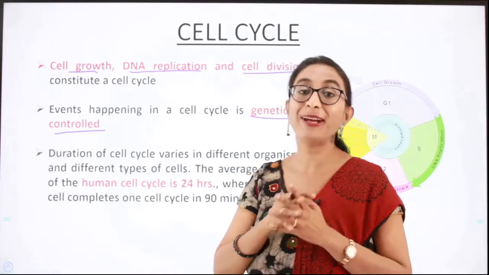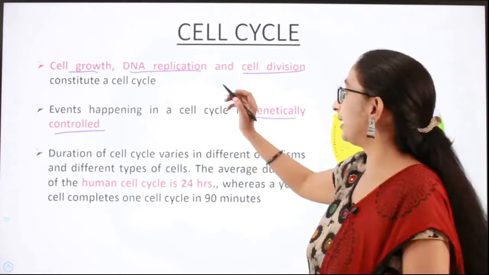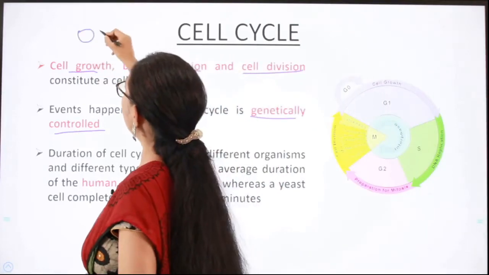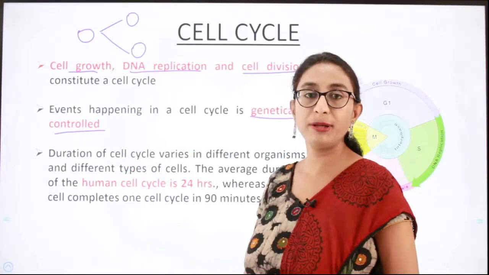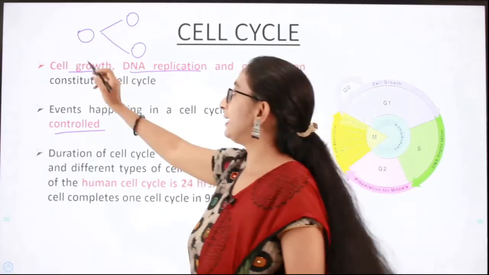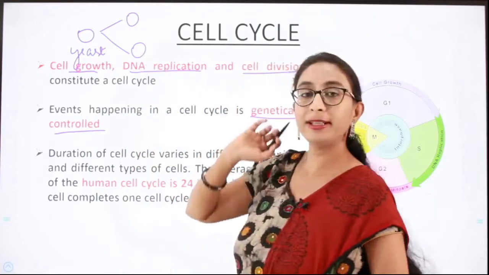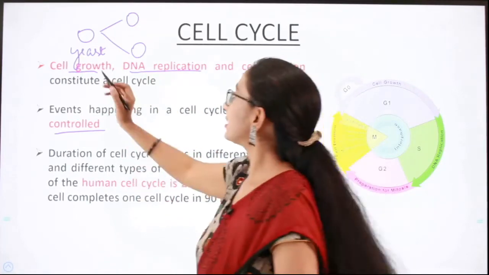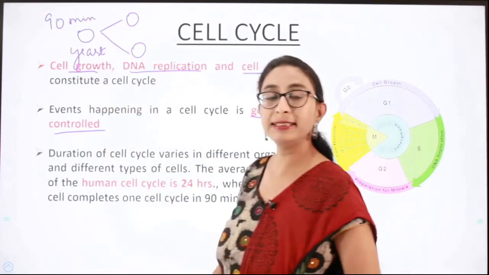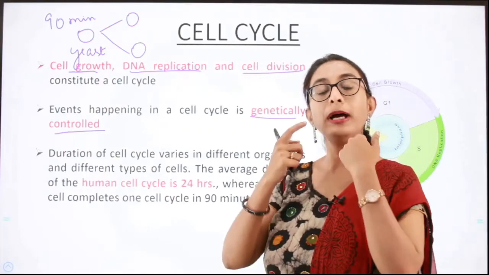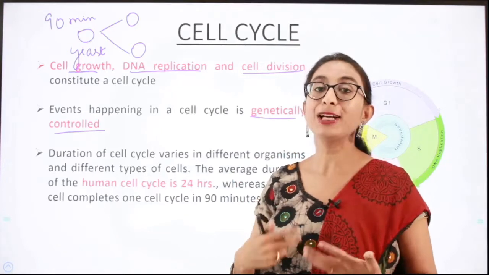This again varies from organism to organism. If you take the example of yeast, if you have one cell of yeast, within 90 minutes it will give rise to two daughter yeast cells. That is 1 hour 30 minutes, or 90 minutes. So with one yeast cell, you can get two yeast daughter cells within a span of 90 minutes. Whereas in human beings, the duration is 24 hours. So every single cell in our body, if it has to divide into two daughter cells, takes 24 hours.